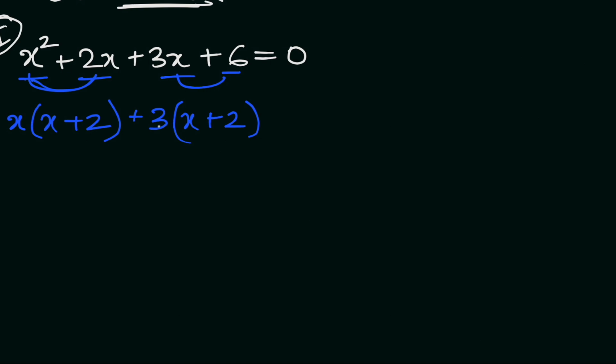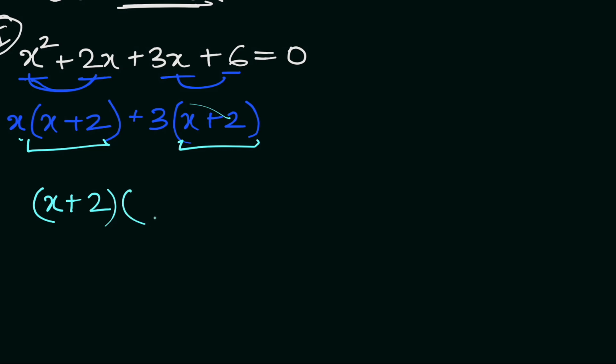Now that this is true, the only thing you need to make sure of is that this bracket and this bracket should be the same. If they're not the same, then you're doing something wrong. So this bracket is the same in both the places. So we're going to write it as it is, which is x plus 2.